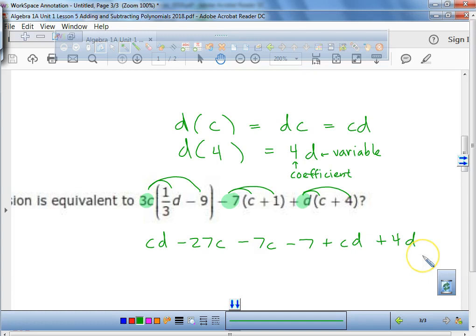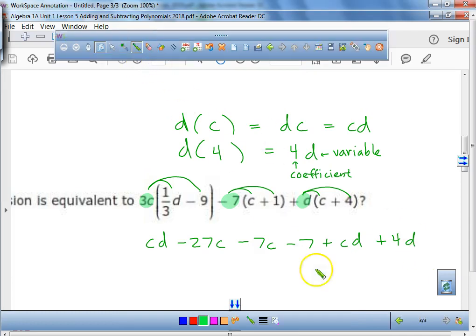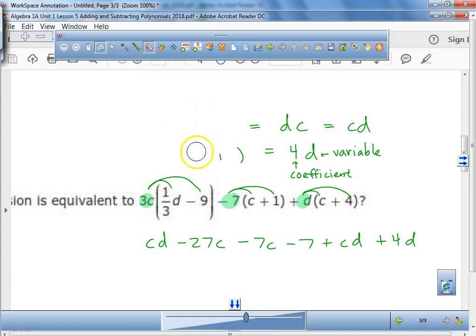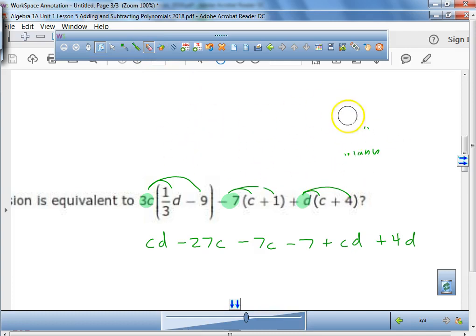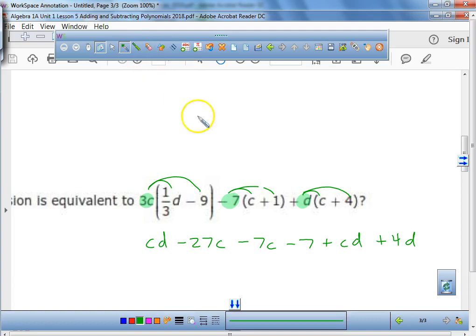That right there is the first step, just distributing. That's what we did. Now the second step is I want you guys to combine like terms. That's what I want you to do right now. Combine like terms and come up with an answer that has all the terms combined. And when you guys have that, put that on your dry erase board.